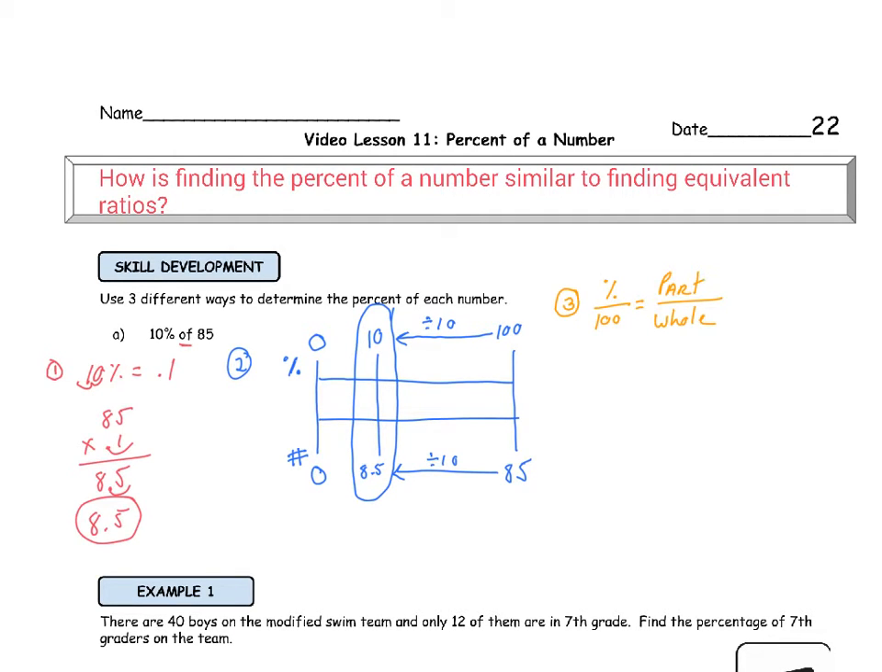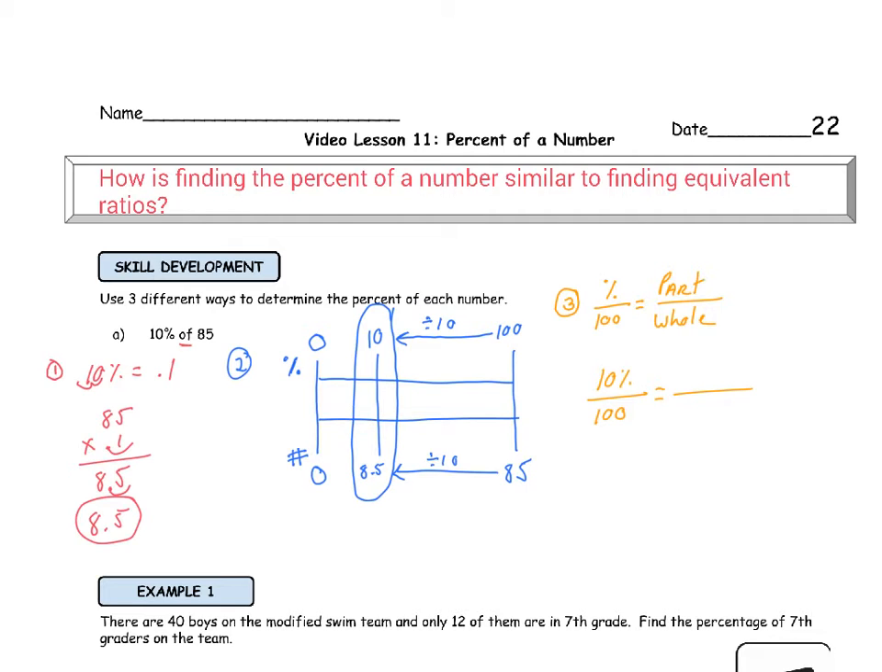The last way here is a way that I introduced to you just a little bit last lesson. I wrote down that the percent over 100 is equal to part over whole. Please make sure that you have that. Percent over 100 is equal to part over whole. We're going to use this to fill in some information that we know. So we know that 10%, which is what we have, over 100, which is the whole, essentially, is equal to, now we have the part and the whole.